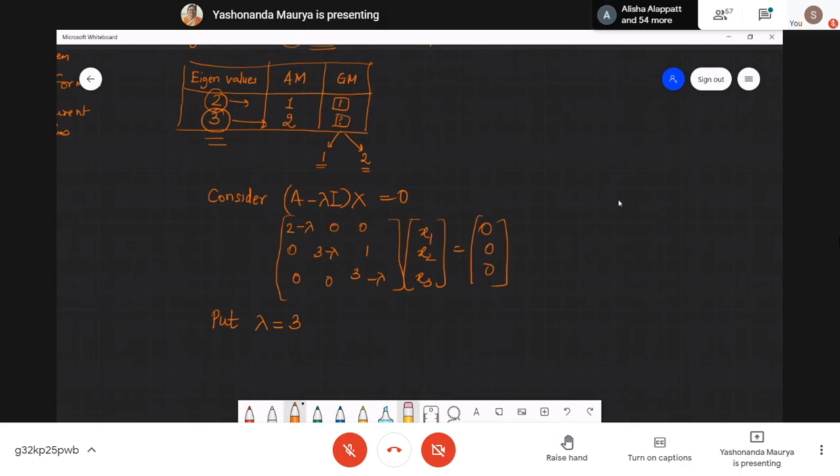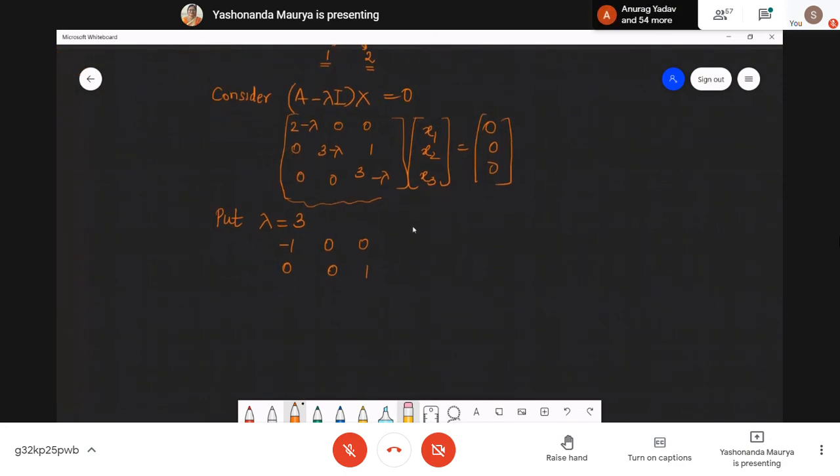So how do we do this one? So it will be like 2 minus 3. So what will be this matrix now? This matrix will turn out to be minus 1, 0, 0, 0, 0, 1, 0, 0, and even this is 0.